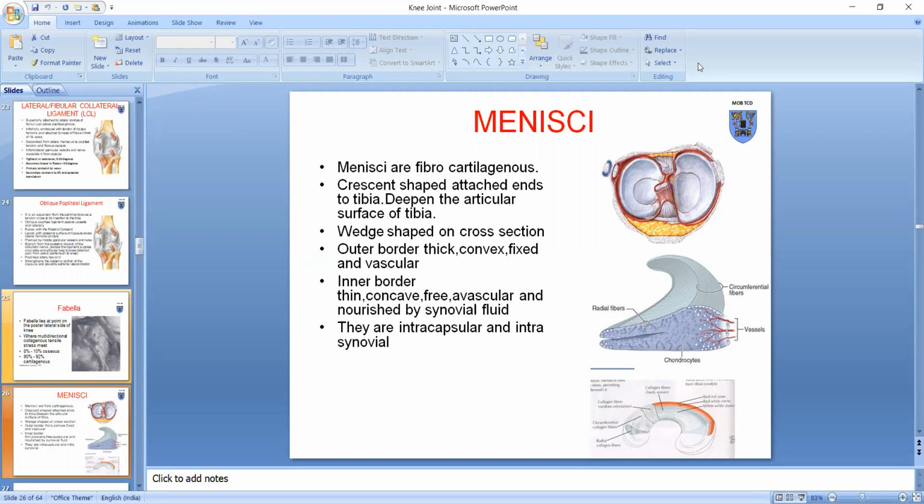Today, we are discussing the remaining part of the knee anatomy, and we will start with the menisci. Menisci are fibrocartilaginous in nature, crescent-shaped, attached by their ends to the tibia, and deepen the articular surface of the tibia. They are wedge-shaped on cross section. The outer border is thick, convex, fixed and vascular. The inner border is thin, concave, free and avascular, and is nourished by synovial fluid. They are intracapsular and intrasynovial.